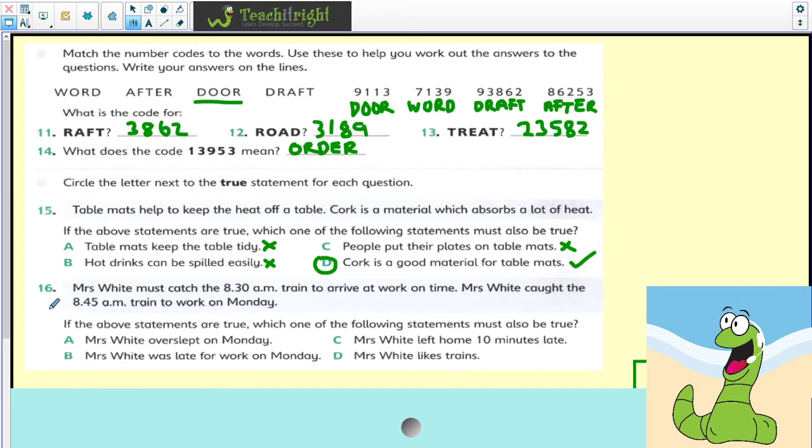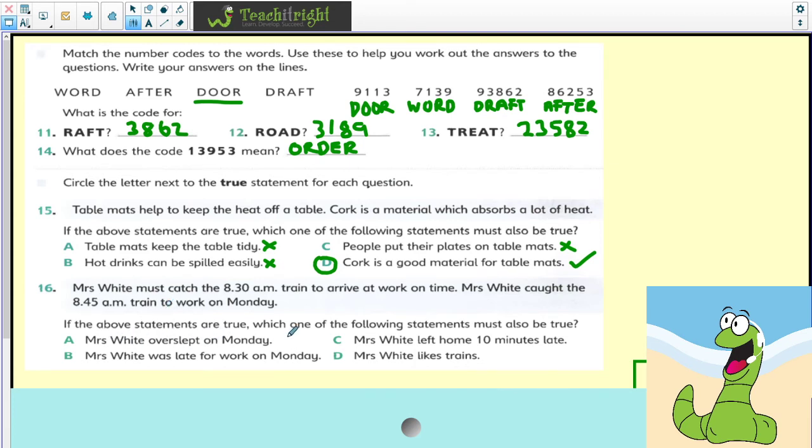Let's have a look at question 16. I've got another true statement question here. So we need to be able to read the information and make sure we really understand what's going on. Mrs. White must catch the 8:30 a.m. train to arrive at work on time. Mrs. White caught the 8:45 a.m. train to work on Monday. So that really implies that she's going to be late.